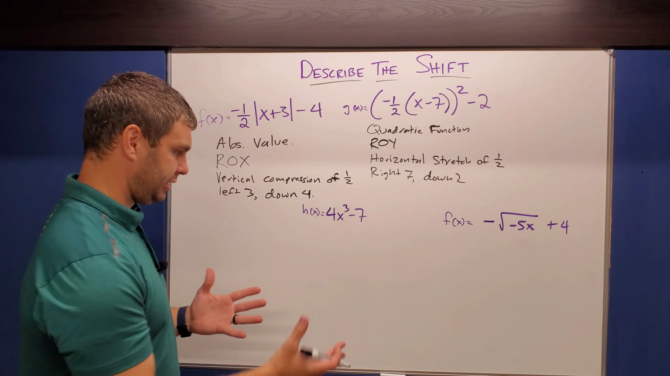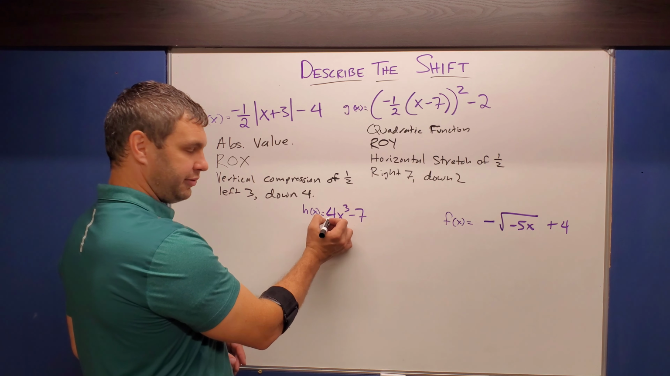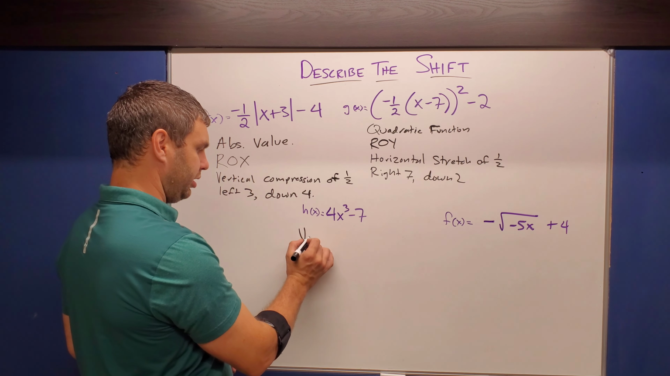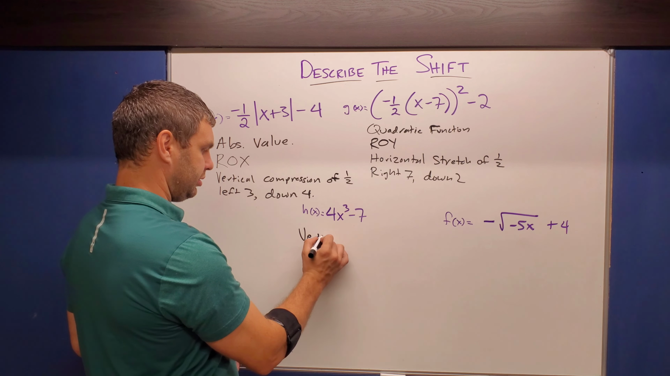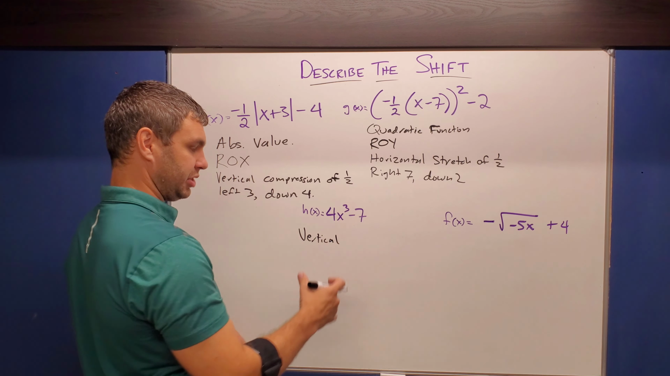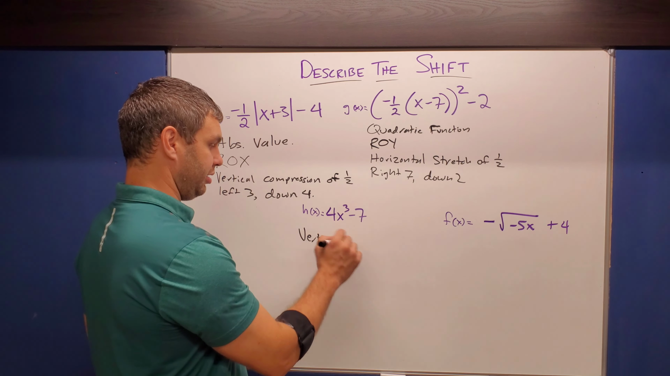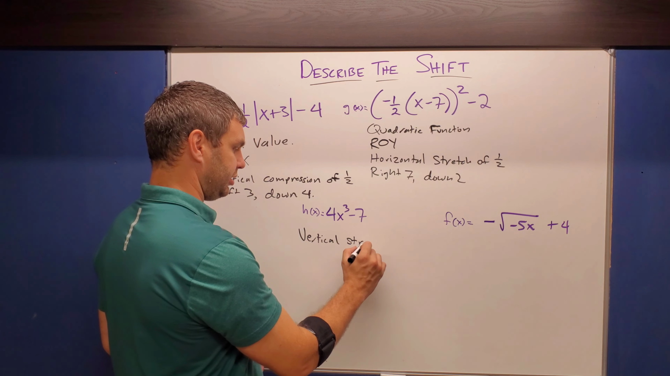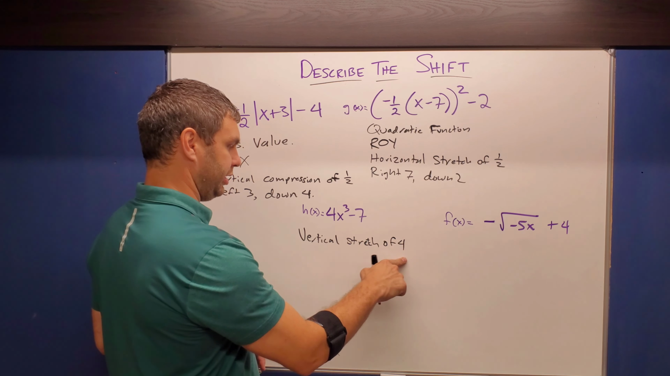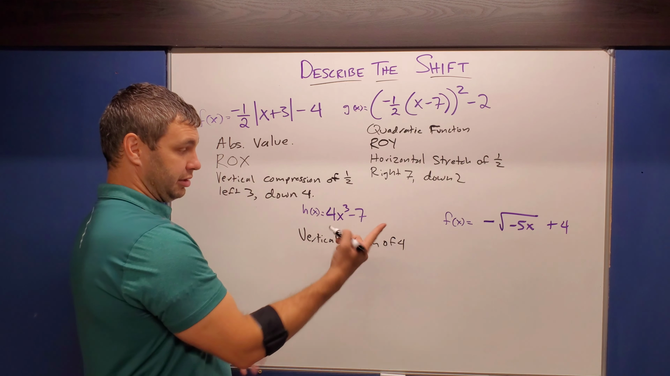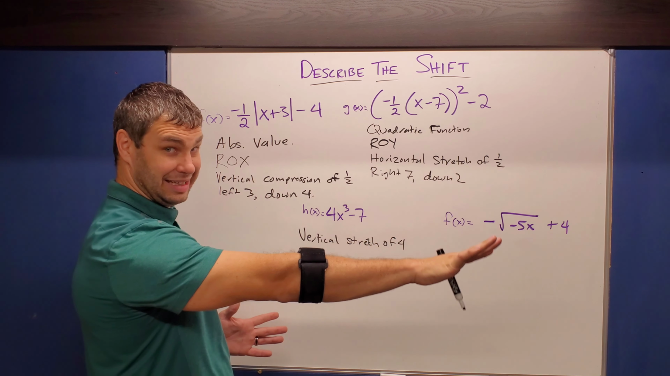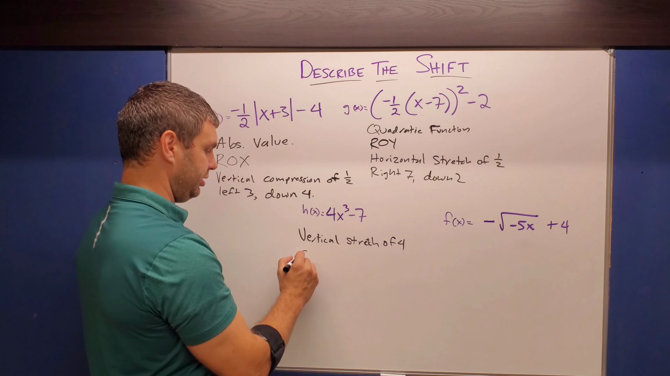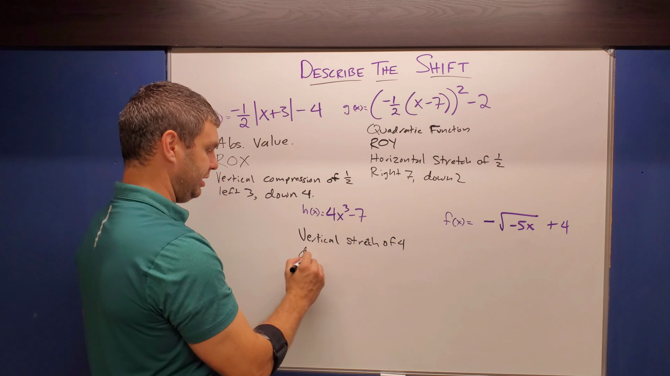And this one doesn't have a whole lot going on. We just have a 4 and a 7 with it. However, the 4, since it's out front, this cube is not affecting the 4. This is going to be a vertical stretch of 4, because that number is bigger than 1. So a vertical stretch of 4, always write what number it's happening to. And then the only other number that's here is this -7 that comes at the end of my function. So it's going to be down 7. So this one only had 2 things that happened to it.